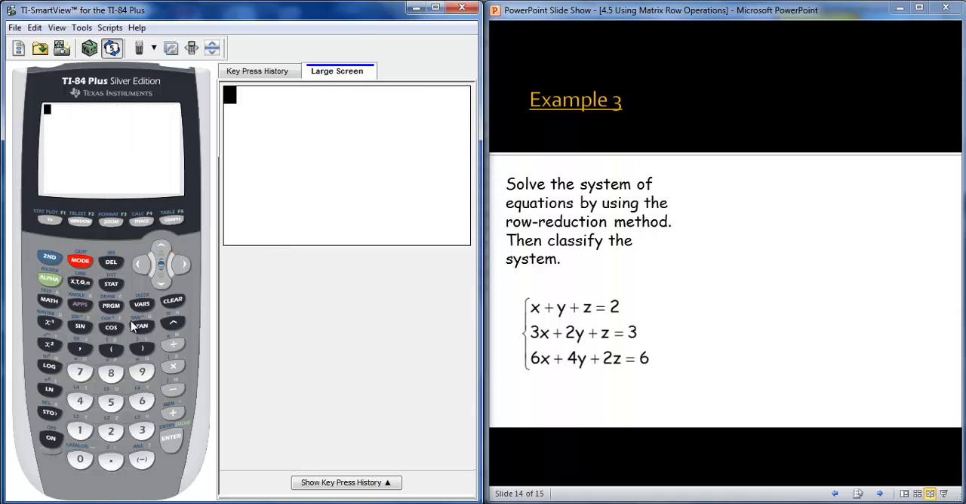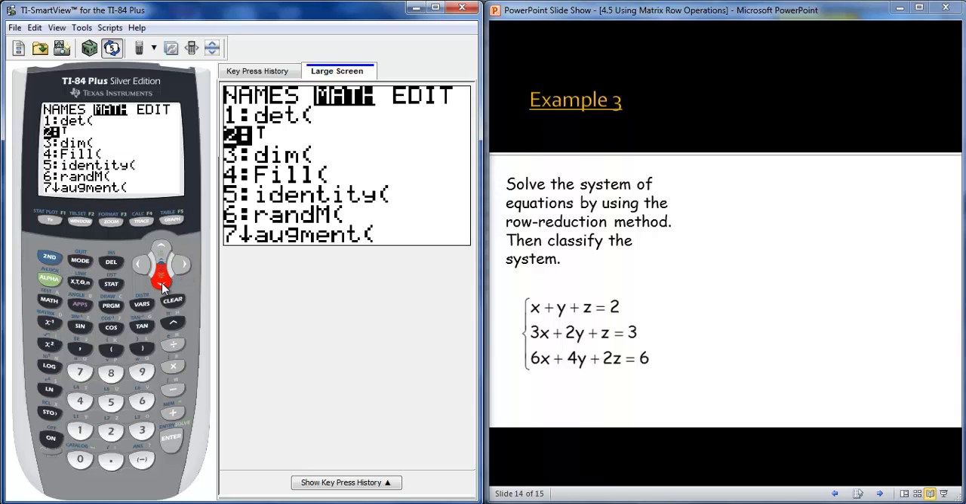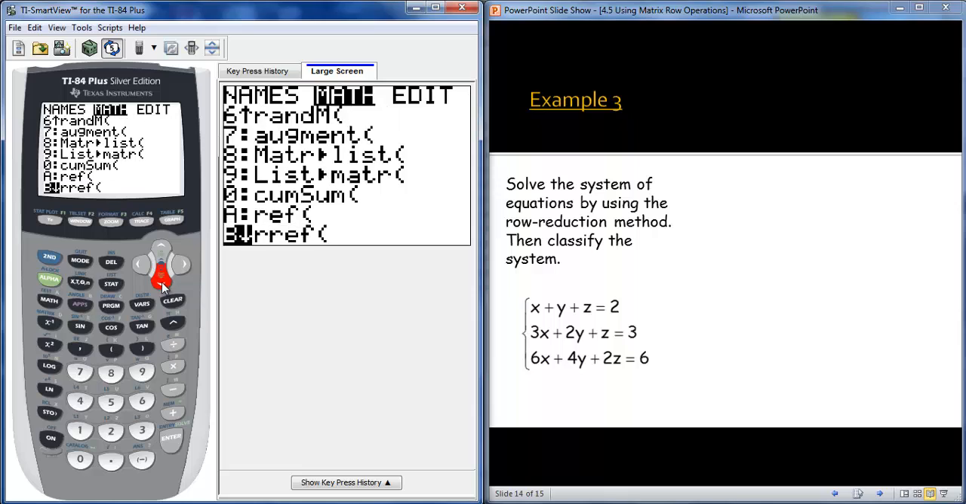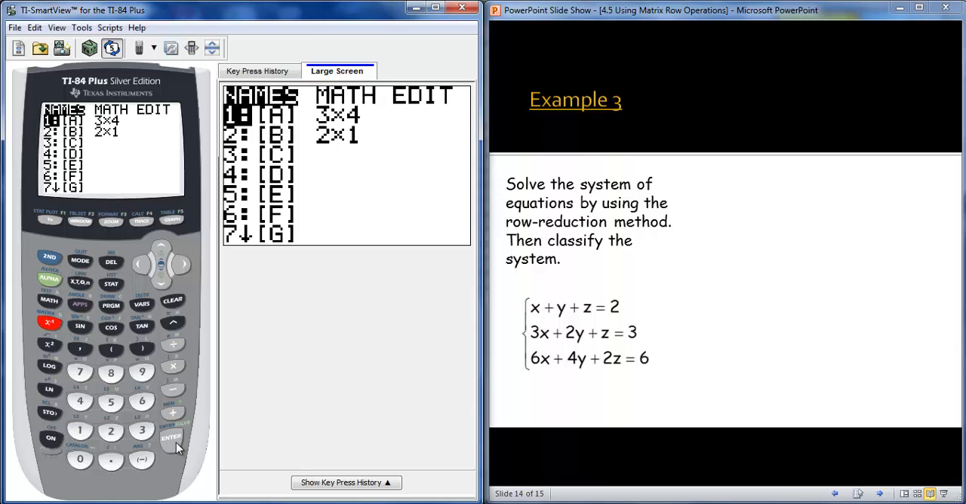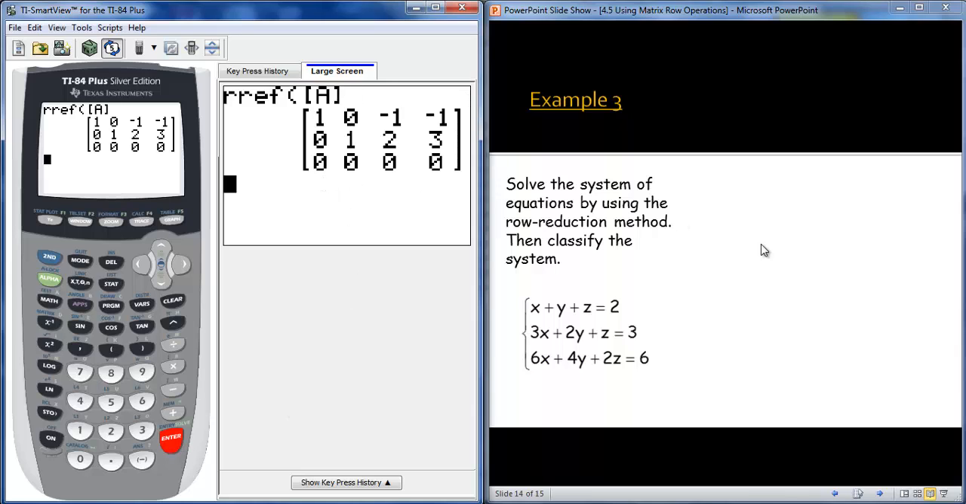Remember, the calculator's a little funky sometimes, and I'm going to go ahead and press second, matrix. And under math, remember what we're going to be looking for is RREF, reduced row echelon form. And I get to RREF, which is B in this one. Hit enter, and then I go back to second, matrix. The information that I inputted was matrix A. Hit enter, and this is what I have.